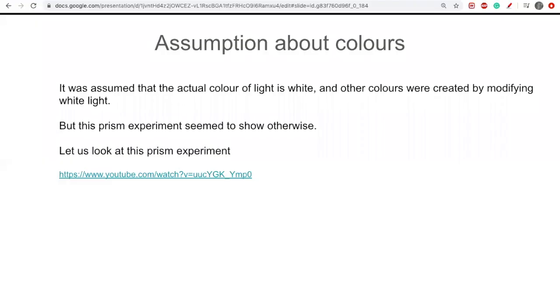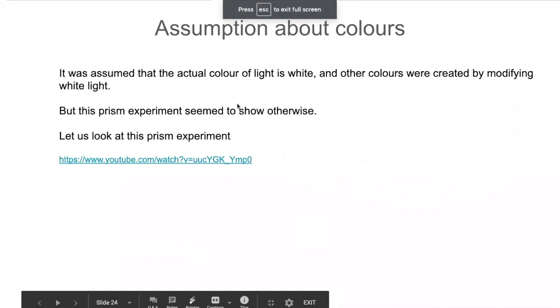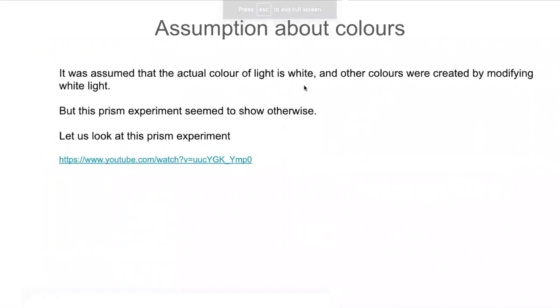Let us go back to our presentation. So what happened for our thing? The assumption about the color of light being white. We thought the color of light was white, but when white light has been passed through a prism, which is colorless, the prism is just glass which is not having any color, still we got 7 different colors. So it means the assumption that the actual color is white is wrong.